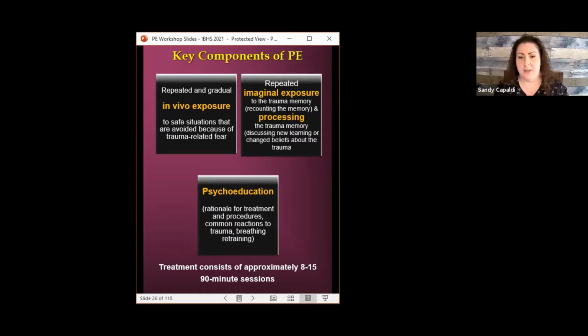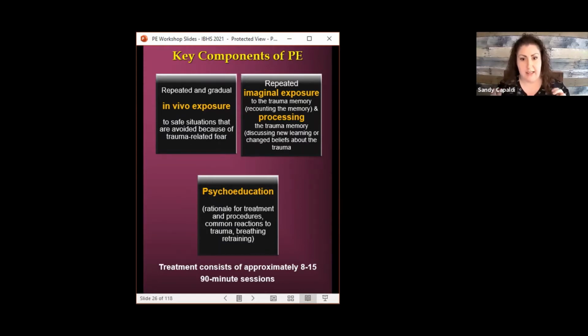Another component of the psychoeducation is the breathing retraining, where we're asking people to practice a breathing technique, and we'll talk about what that is as part of their homework for us. So that's the psychoeducation piece. And then the other two pieces of PE have to do with exposure. So the first is the in vivo exposure, right? That's the real life, in life exposure, where we're asking people to gradually approach safe situations.